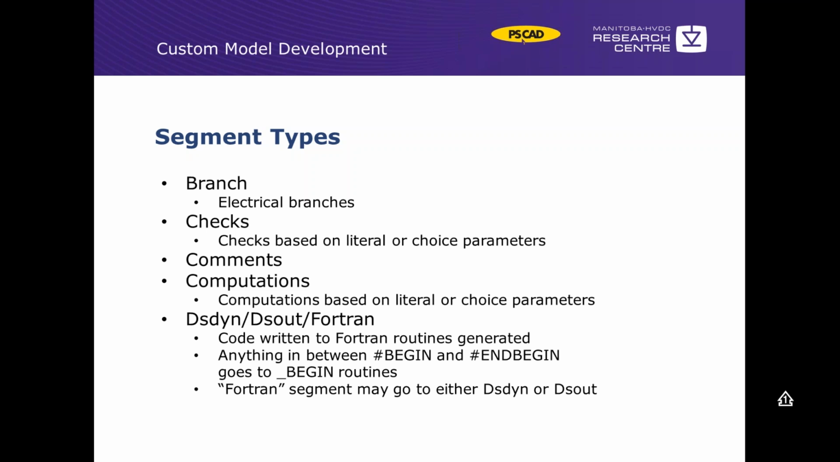So generally, if you're writing the electrical components, you're writing into DS9 and sometimes a little bit of code into DS out, but mostly DS9. But if you're writing a control component, it would generally be in the Fortran segment.